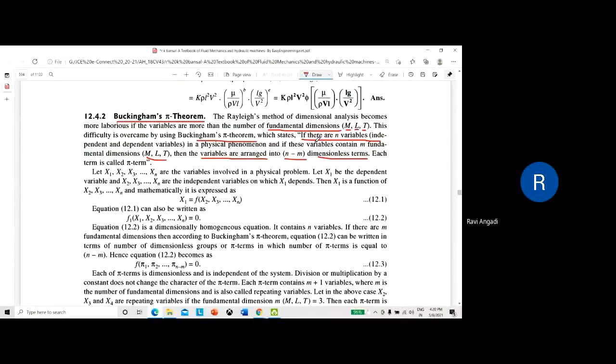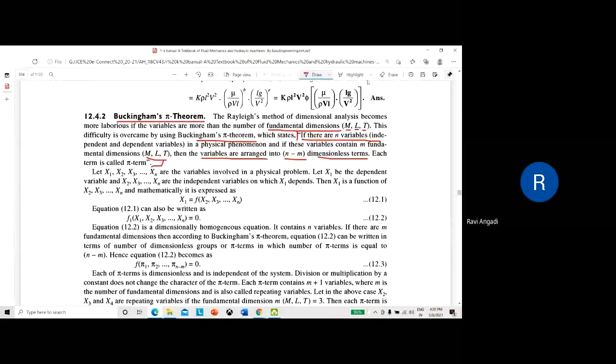So when do we go for the Buckingham pi theorem method? When more numbers of variables are present. Exactly, if the number of variables is more, where the Rayleigh method fails to solve the problem, then we go for the Buckingham pi theorem method. And what is the statement of Buckingham? You write the statement here.